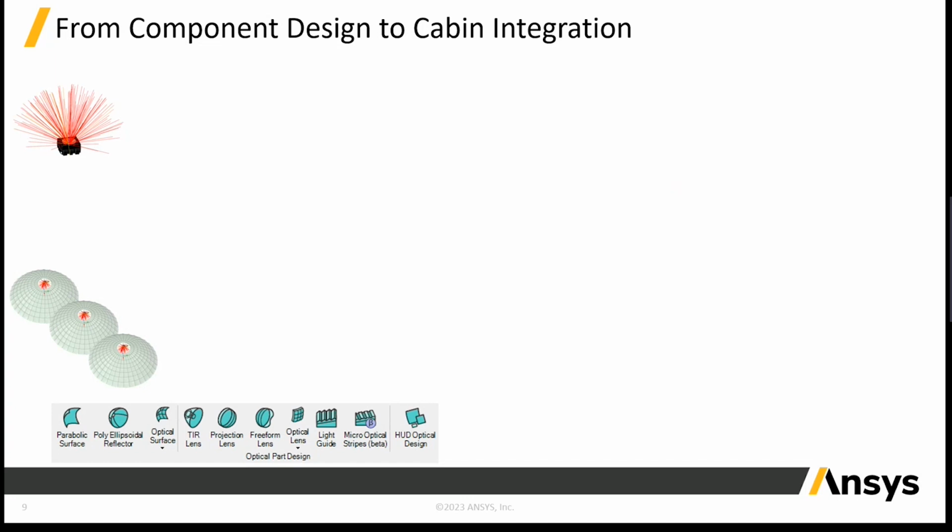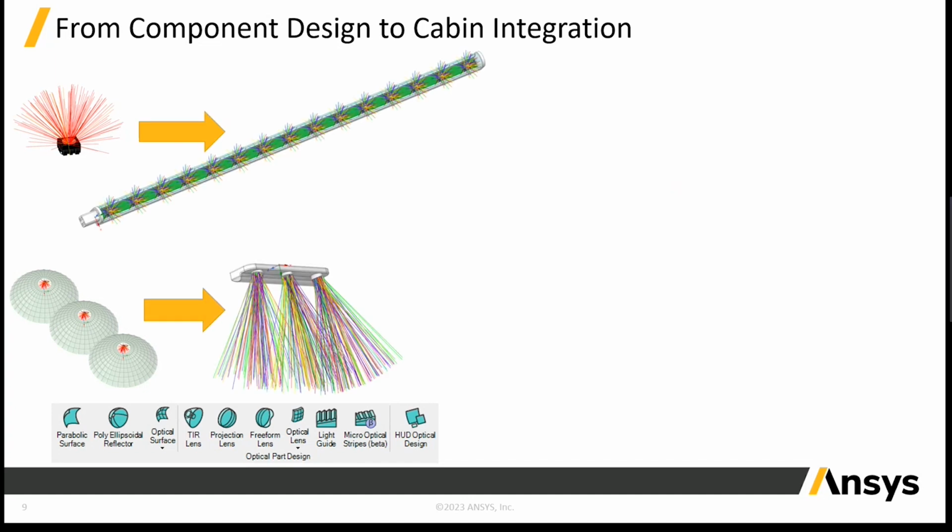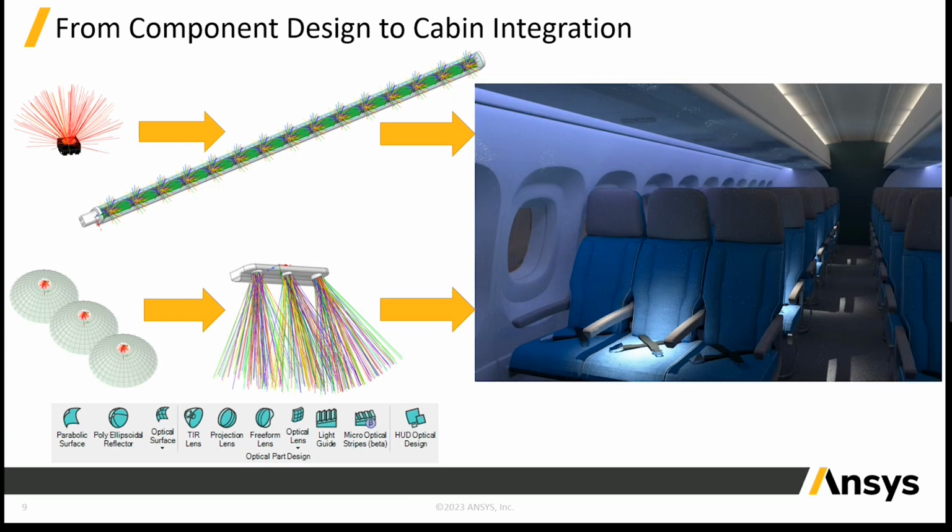You have, as I mentioned, with Ansys Speos also the opportunity to generate optical geometry, as you see here at the bottom. And with optical part design, you have the different possibilities to create reflectors, optical surface lenses, light guides. So you can design components and integrate them into a whole cabin to validate the lighting design.